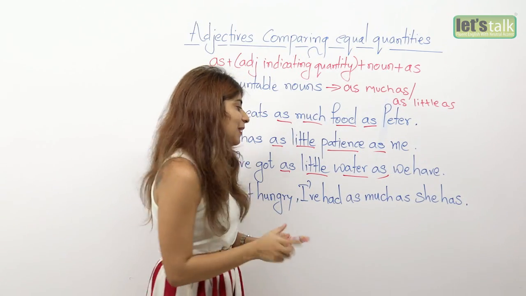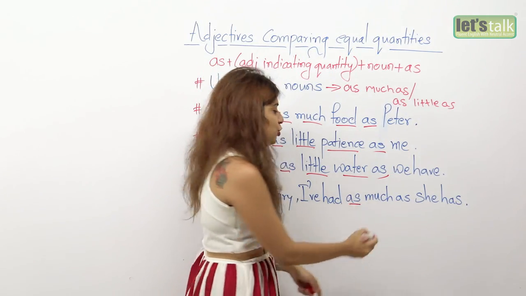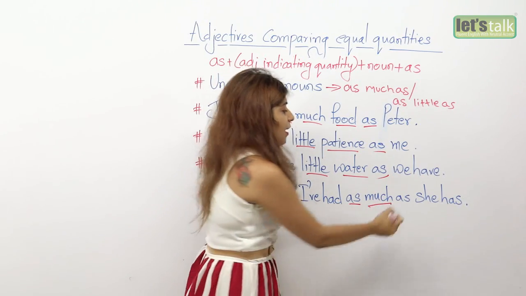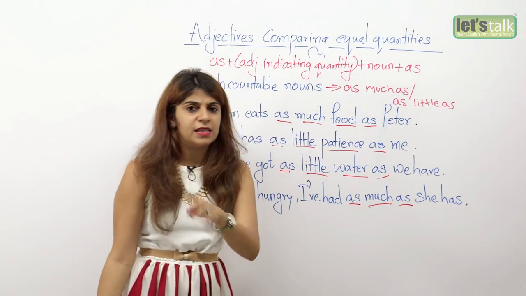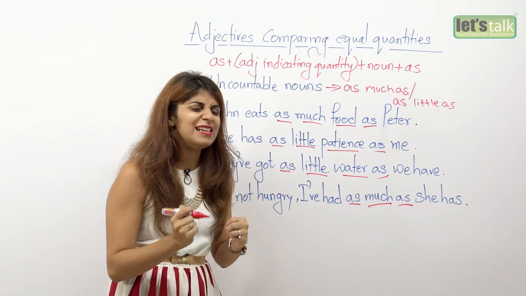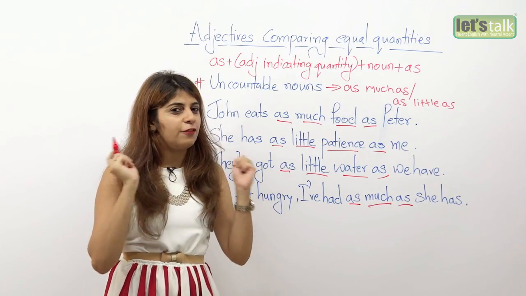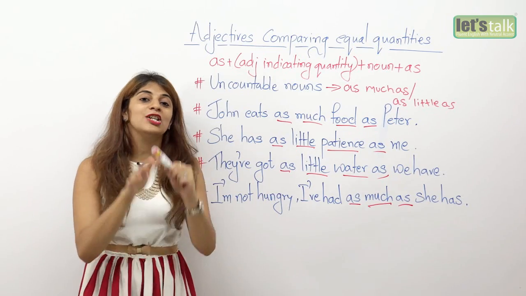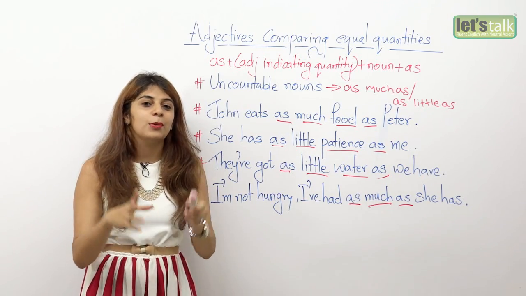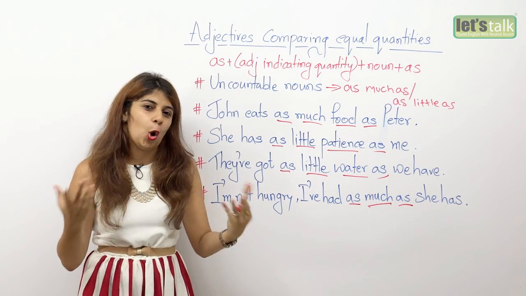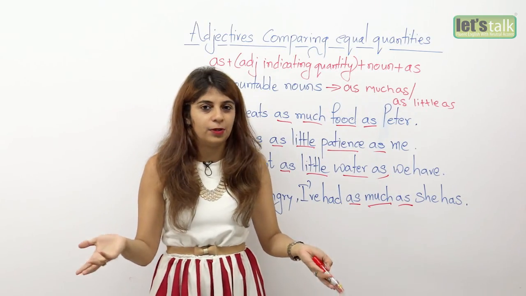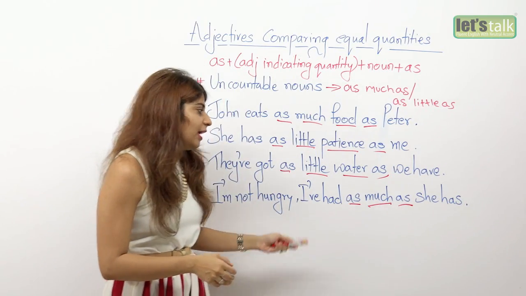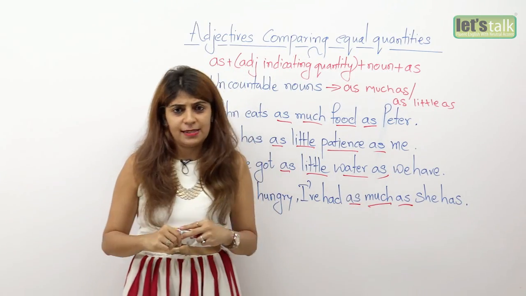So here I'm saying, I'm not hungry. I have had as much is the adjective, and then you end it with the word as. Where's the noun? Well, isn't it obvious that we are talking about food? So here again, as I mentioned, it's okay to skip the noun, especially when you know what exactly you're talking about. It's like inevitable. So I'm not hungry. I have had as much as she has had.